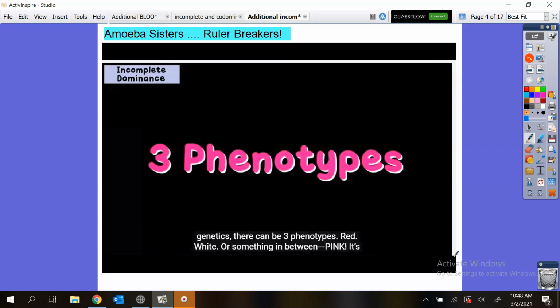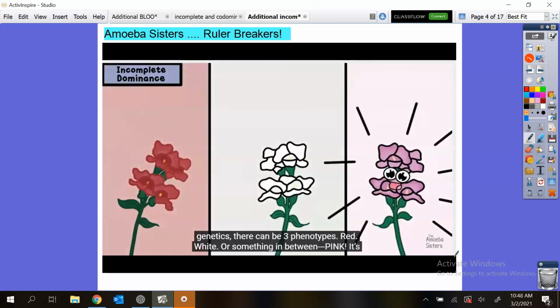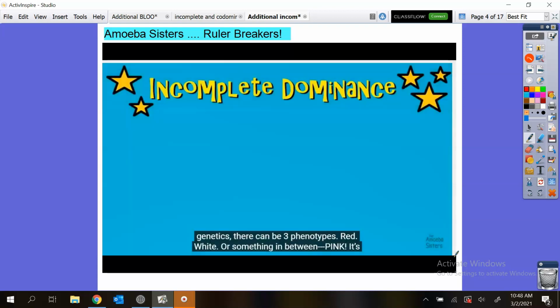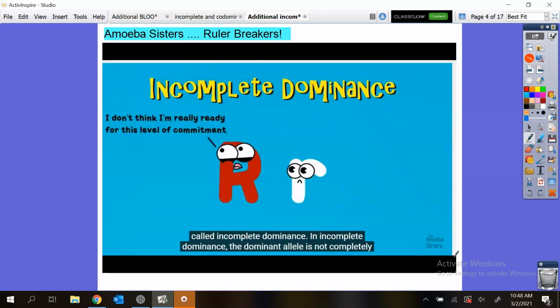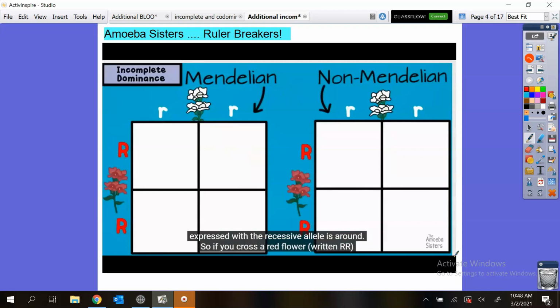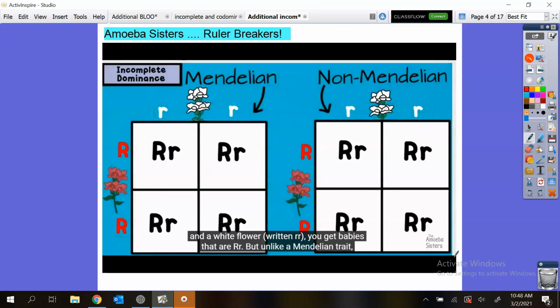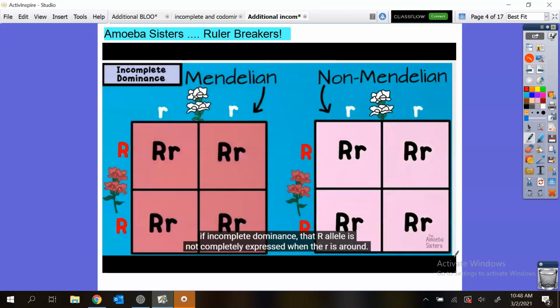Well, in snapdragon genetics, there can be three phenotypes: red, white, or something in between, pink. It's called incomplete dominance. In incomplete dominance, the dominant allele is not completely expressed when the recessive allele is around. There isn't really a clear dominant allele. If you cross a red flower, and we're going to write it here, big R, and a white flower, little r, you are going to get offspring that are big R, little r. But unlike a Mendelian trait, if this is incomplete dominance, that big R allele is not completely expressed when the little r is around. So big R, little r in this case is pink.